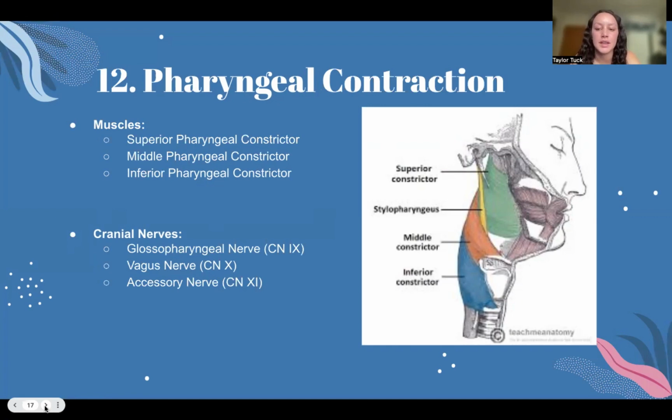down the pharynx. The accessory nerve also helps with the contraction of the pharyngeal constrictors in the pharyngeal contraction phase.